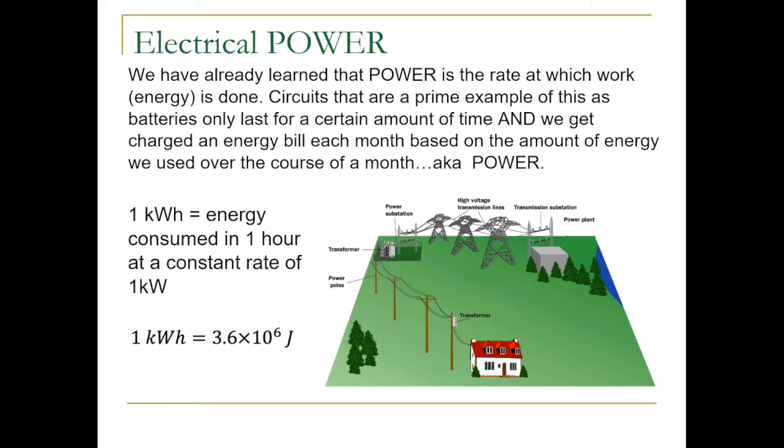If you ever look at the power meter of your house, you'll notice that it reads in terms of kWh's, which represents kilowatt hours. The definition of that is the energy consumed in 1 hour at a constant rate of 1 kilowatt. So this is energy consumption, and you can relate it to joules in the following conversion: 1 kilowatt hour is equal to 3.6 times 10 to the 6 joules.